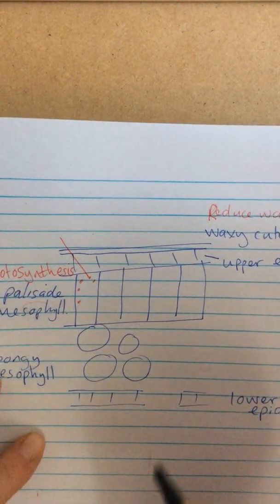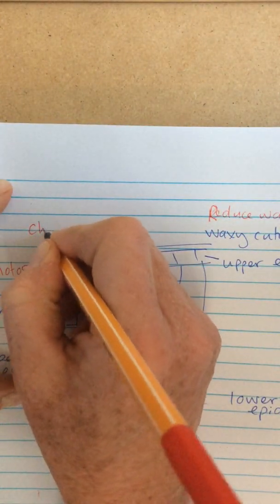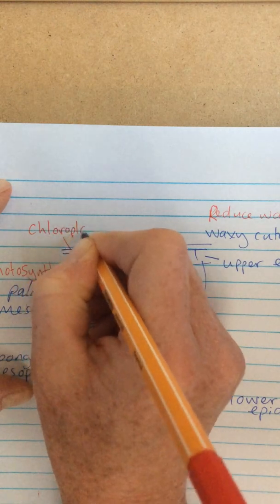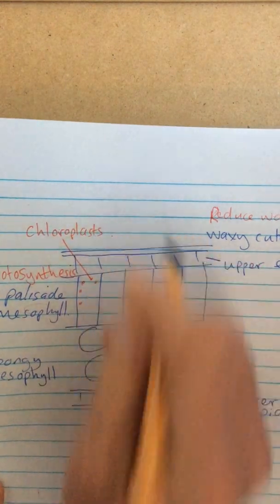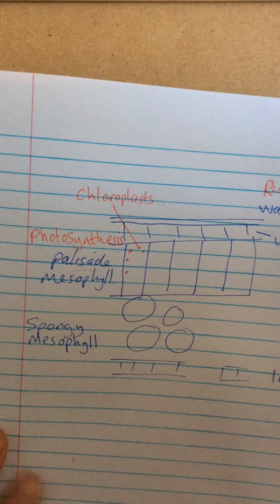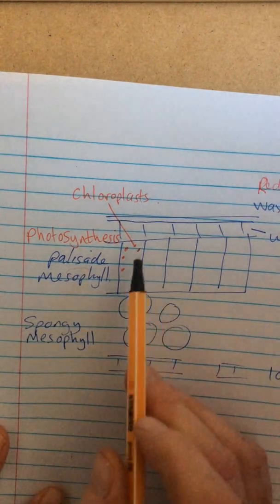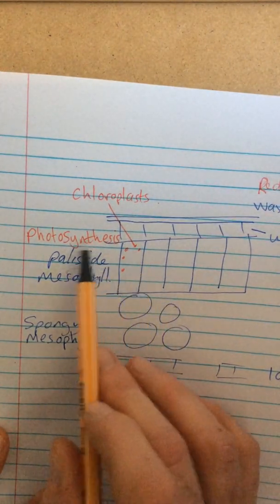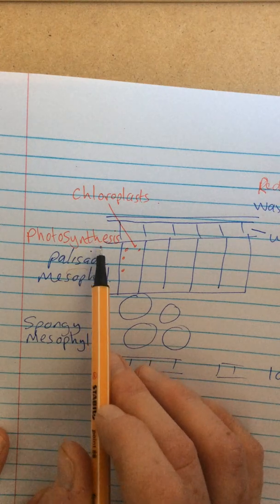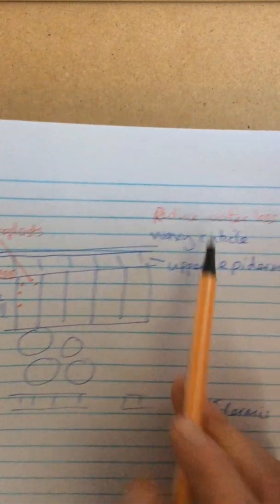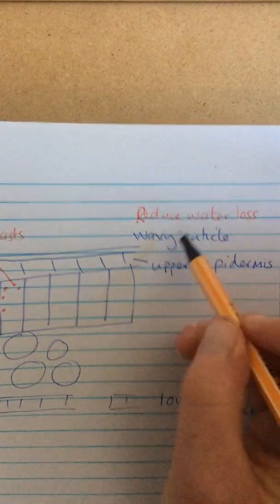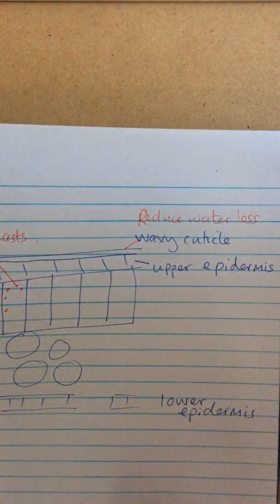Palisade mesophyll cells contain lots and lots of chloroplasts. Okay, so if you see a palisade cell, they've got tons of chloroplasts in them, because that's where photosynthesis occurs. Okay, so we've got the waxy cuticle here, which is this layer at the top, which is reducing water loss.